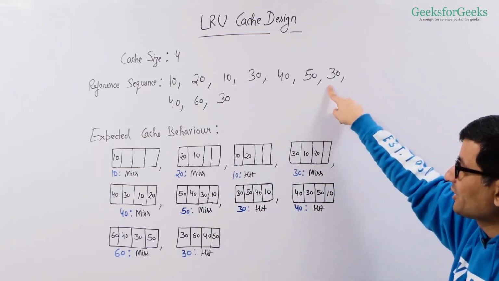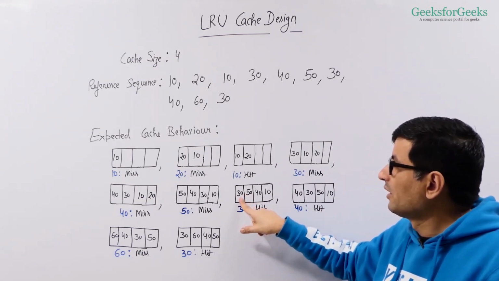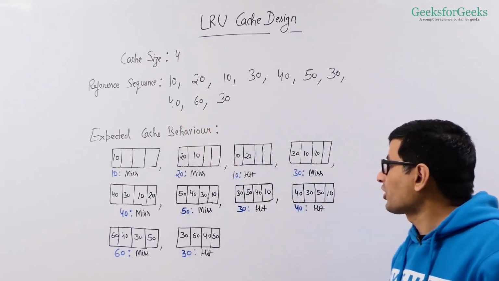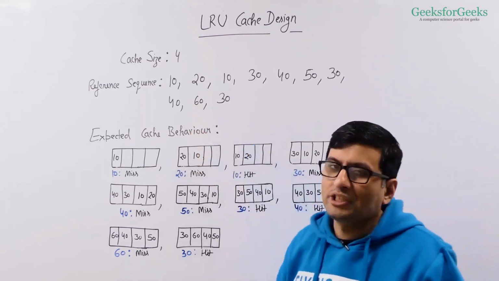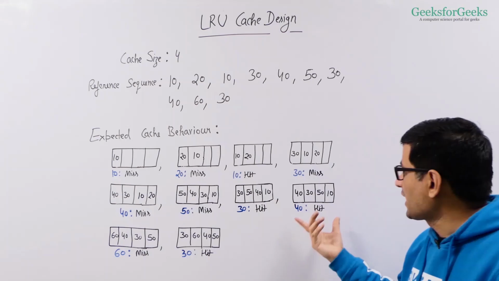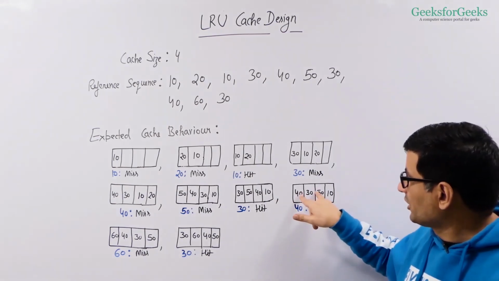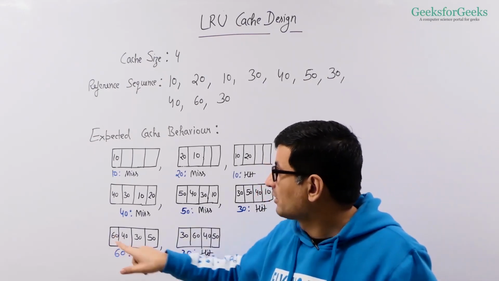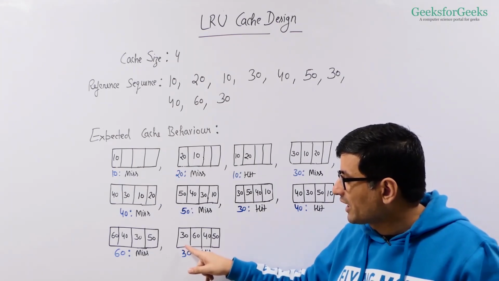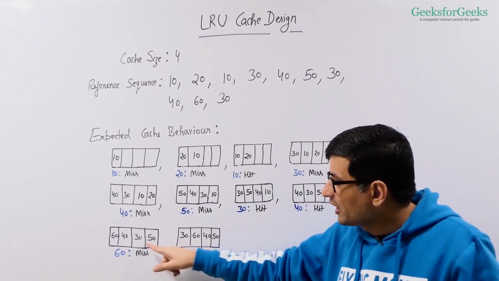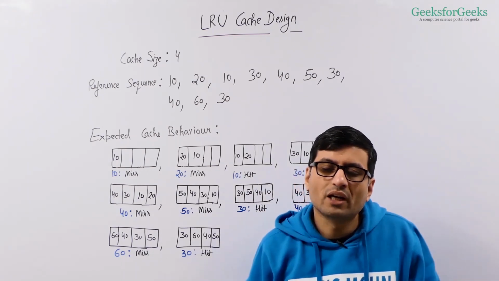Now when we access 30, 30 is already there in the cache, but 30 comes to the front. Now when we access 40, 40 is already there in the cache and comes to the front. When we access 60, we see a miss and the cache is full. So we need to remove an item. We'll remove the last item 10. We'll put these 3 items to the back side and bring 60 here. Now when we access 30, it's a hit. 30 is already present in the cache, but we bring it to the front and move the 3 items to the back side. So this is the functionality of the LRU algorithm.